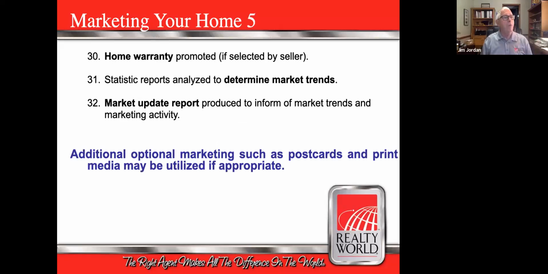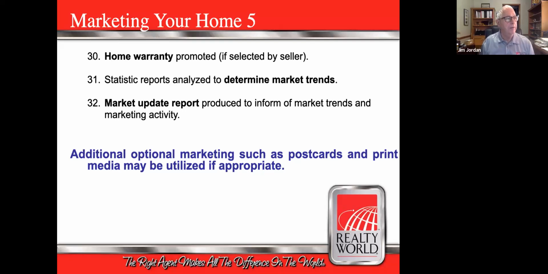I also talk about home warranties, and let them select whether they want to offer a home warranty or not. A lot of sellers don't want to do that in the hot real estate market, and I understand that. By the same token, if there's some questionable things at their property, like maybe their furnace is a little on the questionable side as far as age, offering a home warranty might really help sell the house.